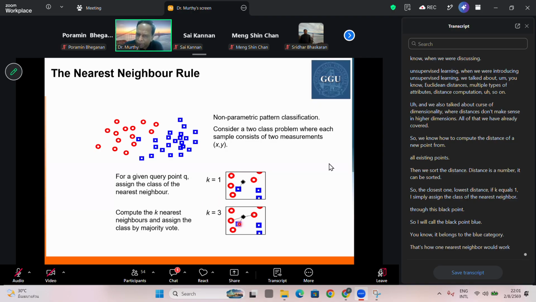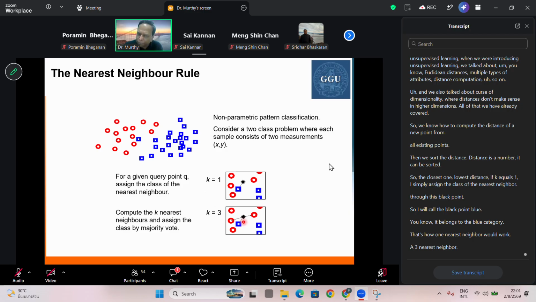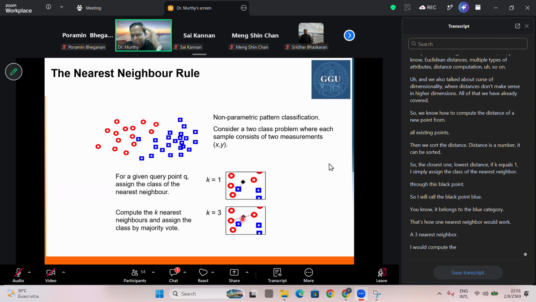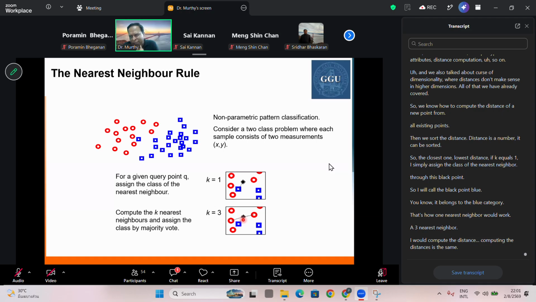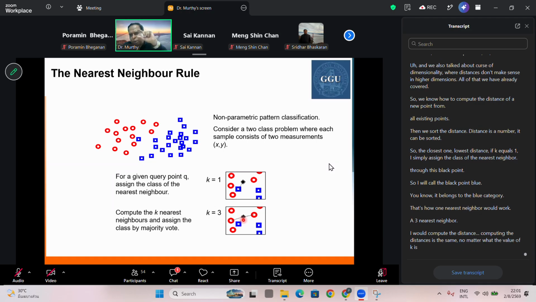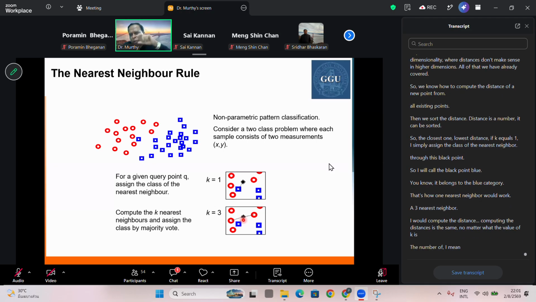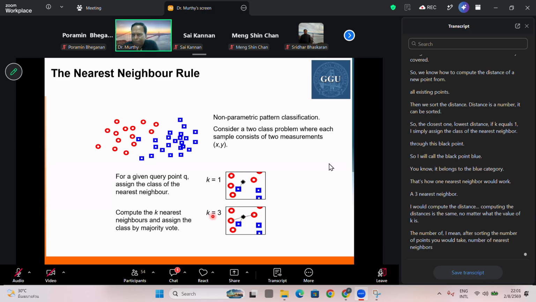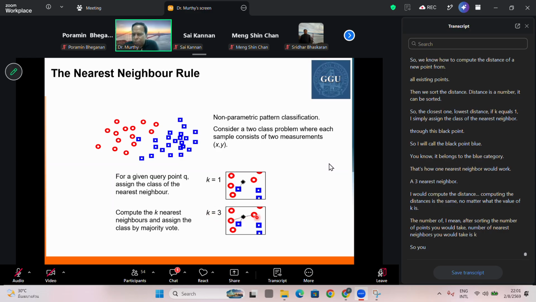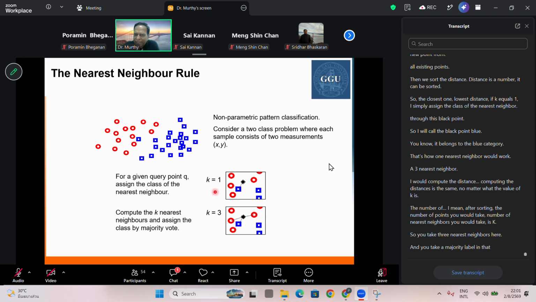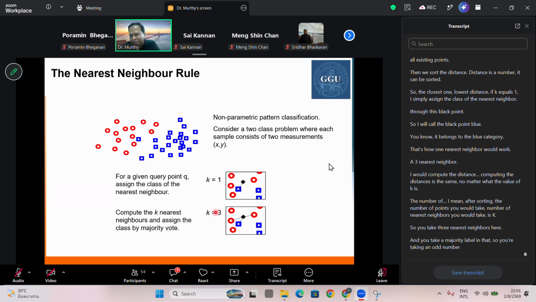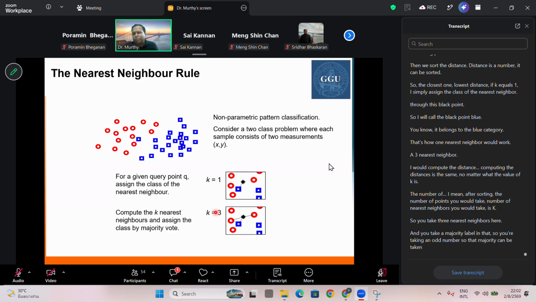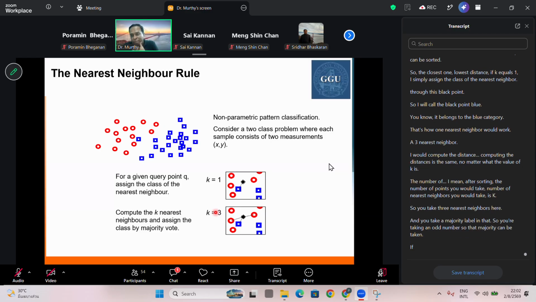For 3 nearest neighbors, I would compute the distances. Computing the distances is the same, no matter what the value of k is. After sorting, the number of nearest neighbors you take is k. So you take 3 nearest neighbors here, and you take the majority label in that. You're taking an odd number so that a majority can be taken. If there are 2 classes, you take an odd number.